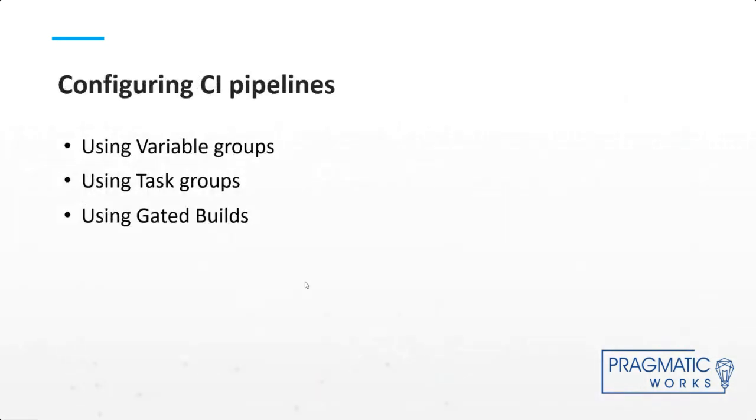So let's talk about configuring CI pipelines. We'll talk about variable groups, using task groups, and using gated builds.